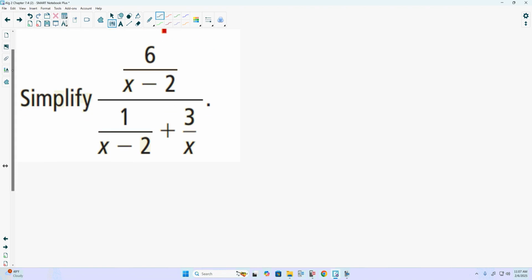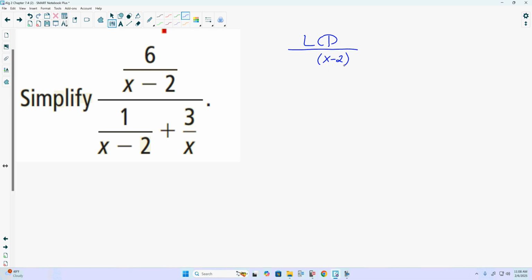Six over x minus 2, all over 1 over x minus 2 plus 3 over x. Least common denominator, least common multiple, yes. X minus 2 is going to be contained in it. Because x minus 2 does show up once, at least once, in the bottoms of the fractions in this fraction.